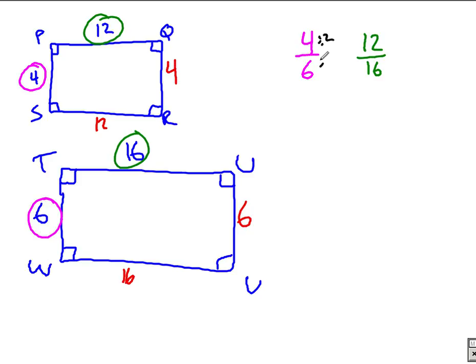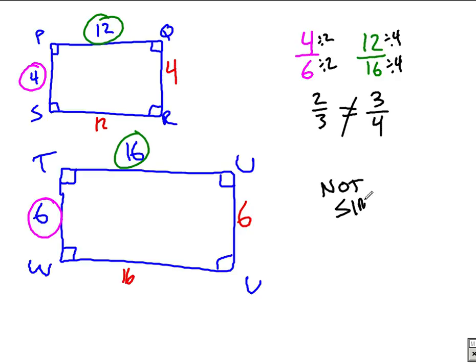Now, I can divide by 2 and by 2 for the first. For the one in pink, gives me 2 over 3. If I divide by 4 and 4 here, I should get 3 over 4. 2/3 and 3/4 are not the same thing. Therefore, we're going to say that these 2 shapes are not similar. So we can do the same for quadrilaterals, just this one ends up being that they are not similar.